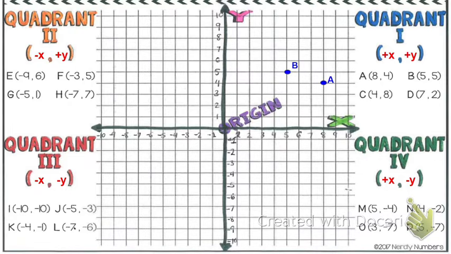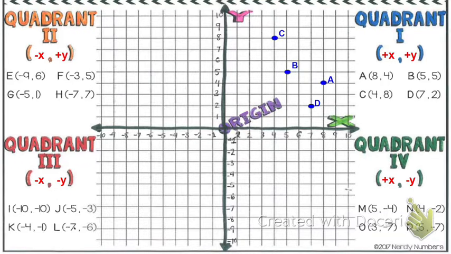Now our next two, I would start at the origin, go to positive 4 and up 8. So I have point C. And then for point D, I would go to 7 on the X, starting at my origin, and up 2. So I'd put my point and label it D.